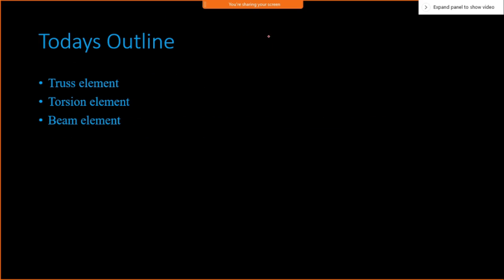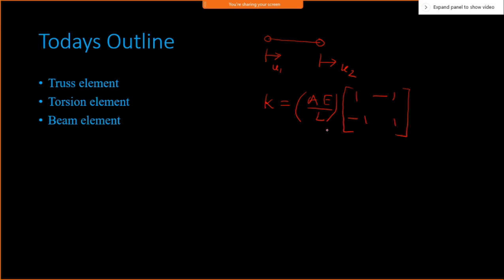When I look at the bar element, this is a typical bar which has displacement u1 here and u2 here, and we write the stiffness matrix for this as AE by L times [1 -1; -1 1]. This is nothing but the stiffness of the bar, and this is the elemental stiffness matrix.